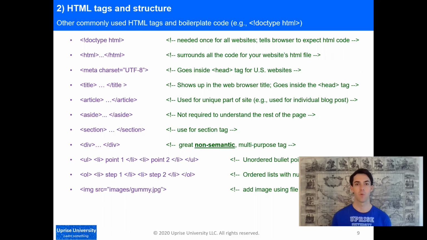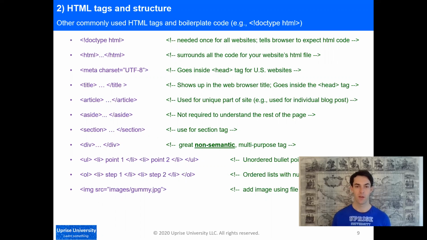So here are just some more other commonly used HTML tags and just boilerplate code. So you can read this slide for some of this information, but the important point here is that there's a lot of different types of tags that you can use. And the more you use them, the easier it will be for other people to understand your code as well as yourself. The div tag here is a really useful one, so I'll highlight that.